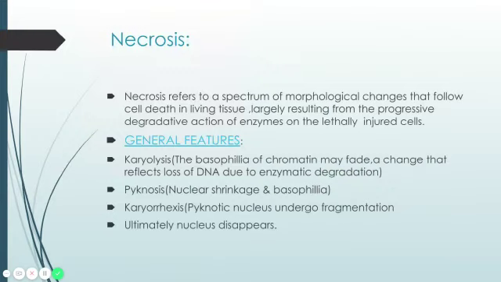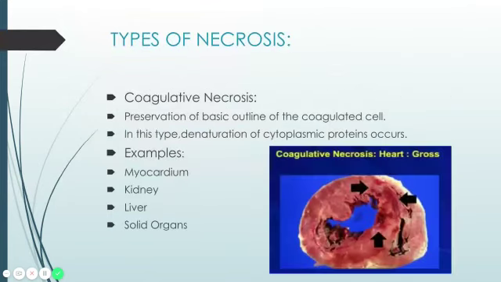What are the general features? Here we are talking about the nuclear changes. They are karyolysis, pycnosis, karyorexis and ultimately disappearance of the nucleus. What happens in karyolysis? The basophilia of the chromatin may fade, a change that reflects loss of DNA due to enzymatic degradation. In pycnosis, there is nuclear shrinkage and increased basophilia. And in karyorexis, the nucleus undergoes fragmentation and ultimately it disappears.